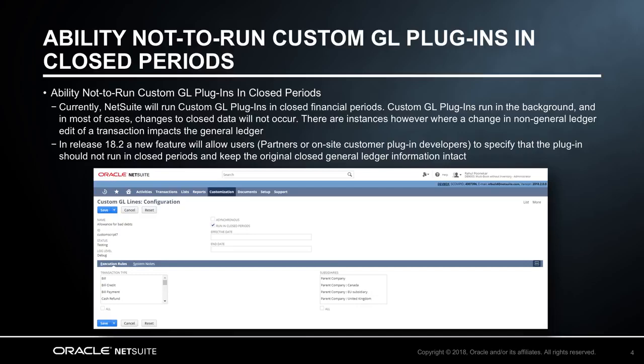Currently, NetSuite will run custom GL plugins in closed financial periods. Custom GL plugins run in the background, and in most cases, changes to closed data will not occur. There are instances, however, where a change in a non-general ledger edit of a transaction impacts the general ledger. In Release 18.2, a new feature will allow users, partners, or on-site customer plugin developers to specify that the plugin should not run in closed periods and keep the original closed general ledger information intact.